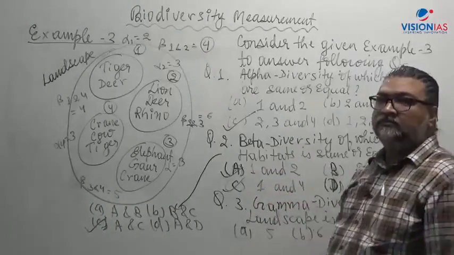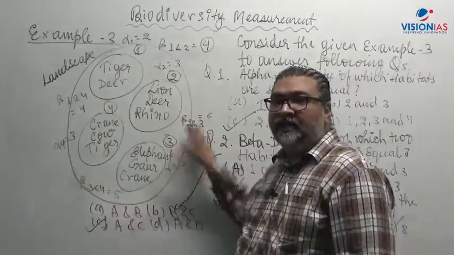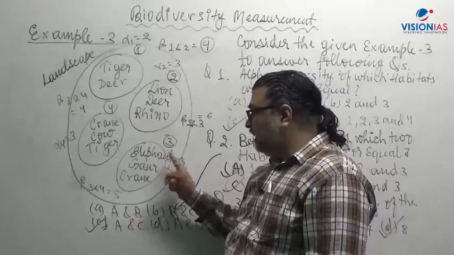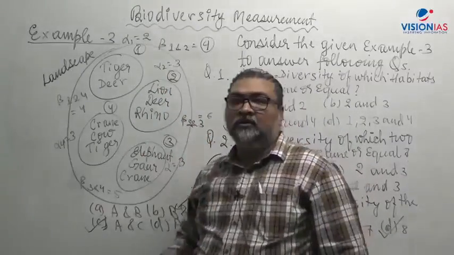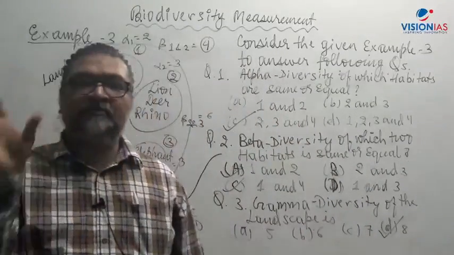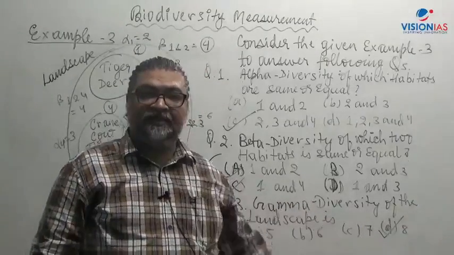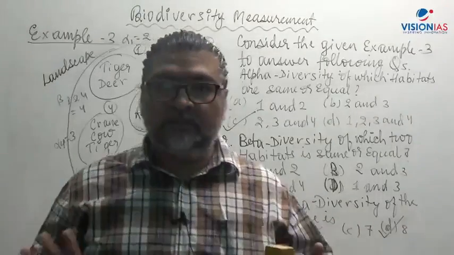Both are same. And gamma, entire landscape. That is a tiger, deer, lion, rhino, elephant, gaur, crane, cow. Total number of species, different type of species. 8 are there. So question 3 answer is D. That is 8. I hope it is clear.